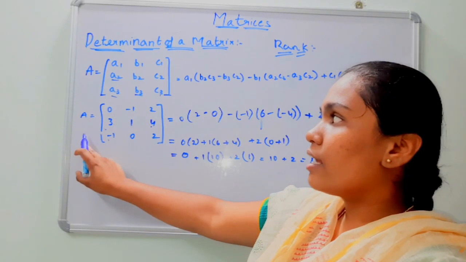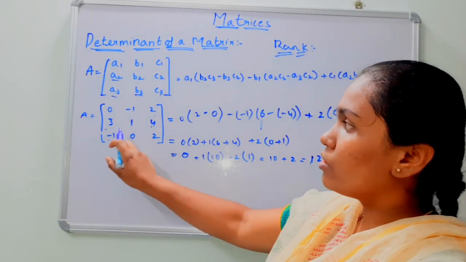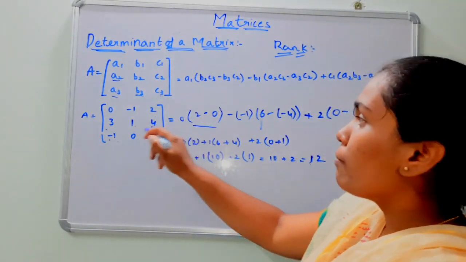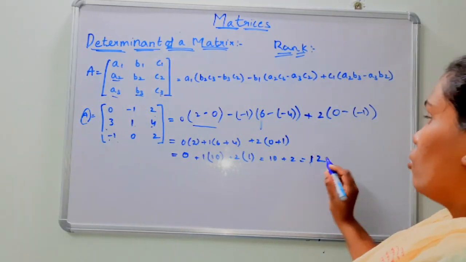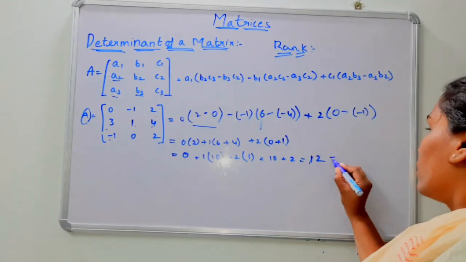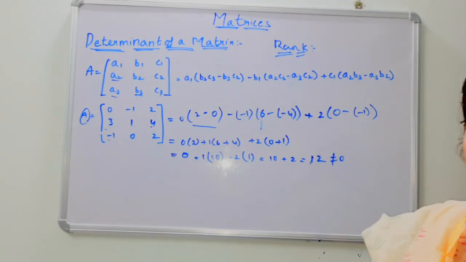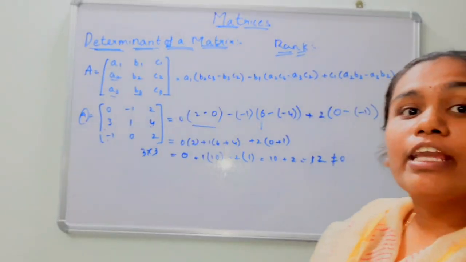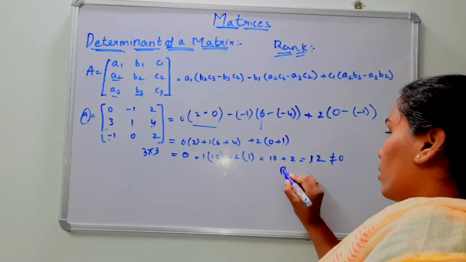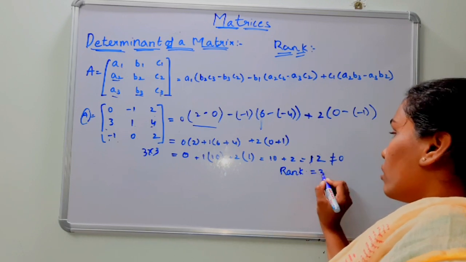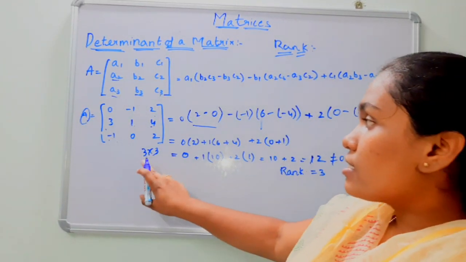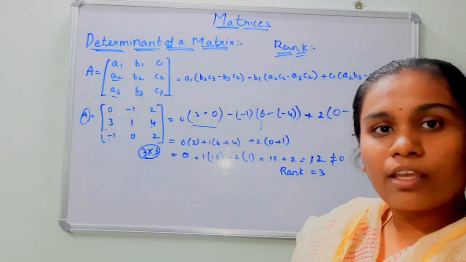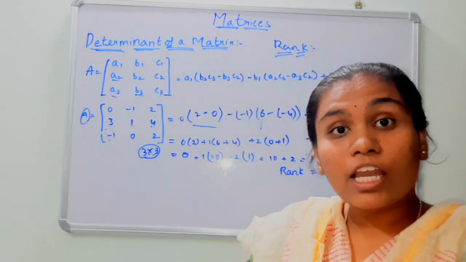So let us take a matrix as 0, minus 1, 2, 3, 1, 4, minus 1, 0, 2. If we find the determinant of this matrix and it is not equal to 0, as this is a 3 by 3 matrix, then the rank will be equal to 3. This is a 3 by 3 matrix. This is known as the order. It has 3 rows and 3 columns.